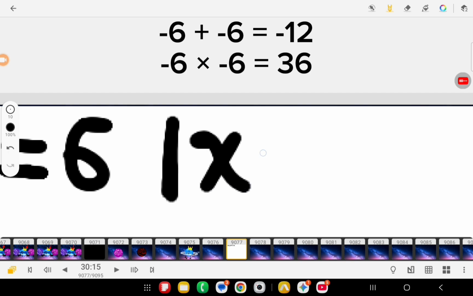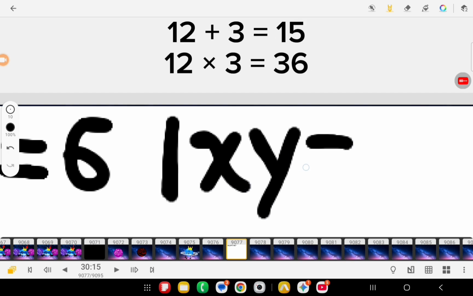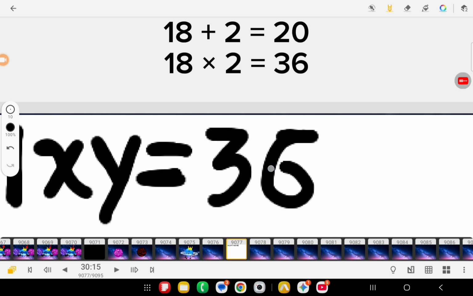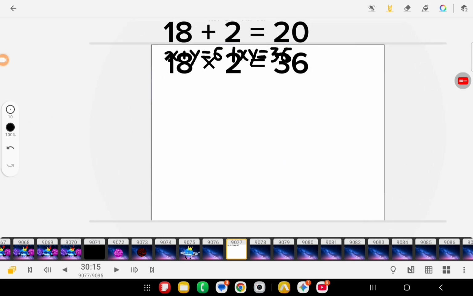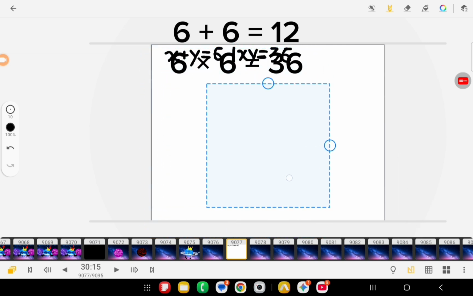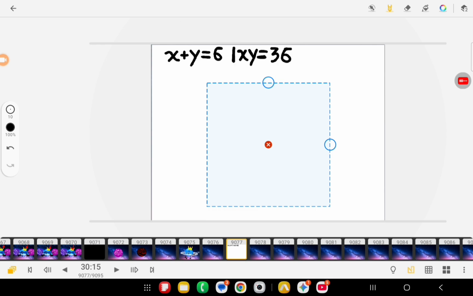Some try larger numbers like 12 and 3. The product is 36, but the sum is 15, so try 18 and 2. The product is 36, but the sum is 20. Some try 6 and 6. The product is 36, but the sum is 12, and 12 is the lowest sum they can get. So many players are like, it's impossible. There's no way this equation can be solved.